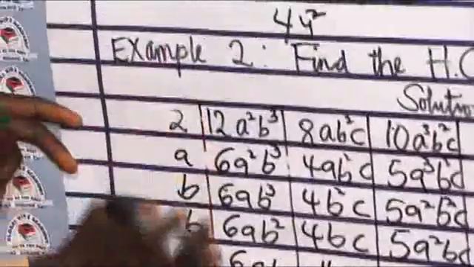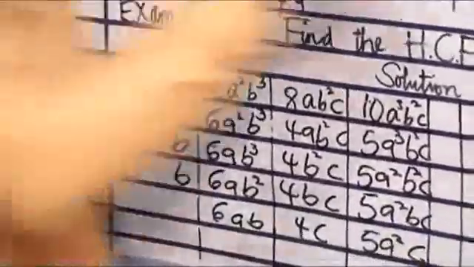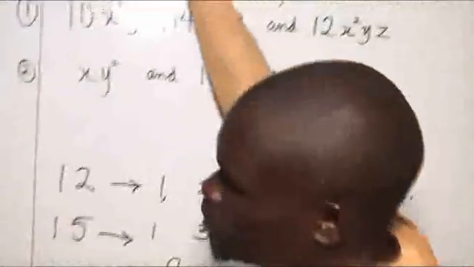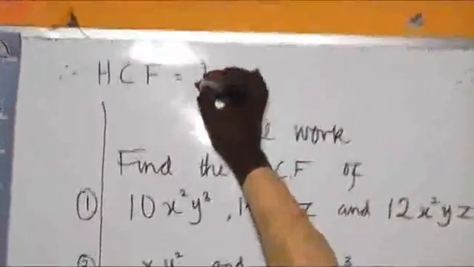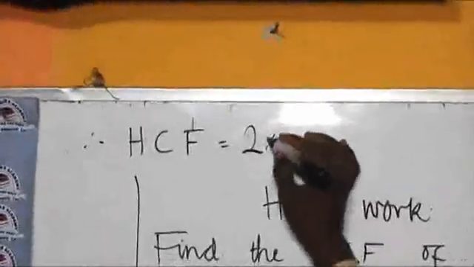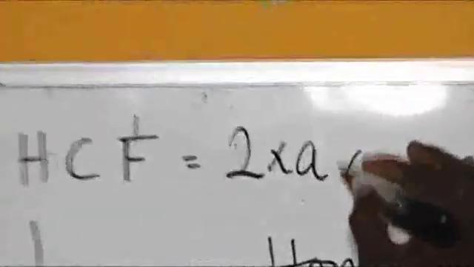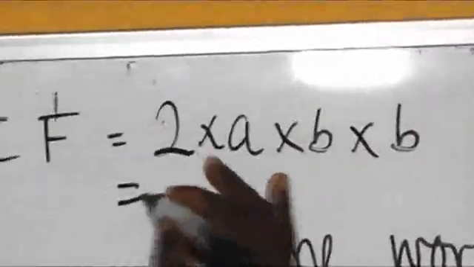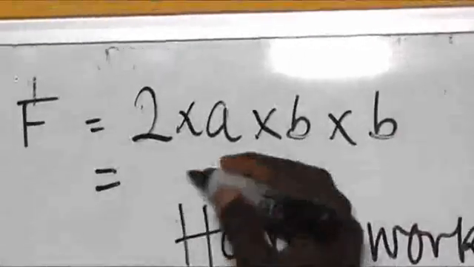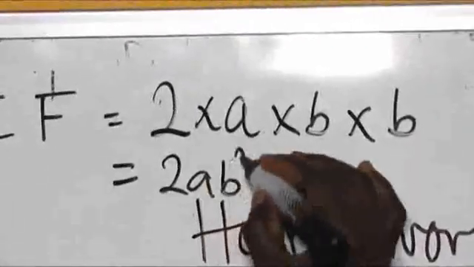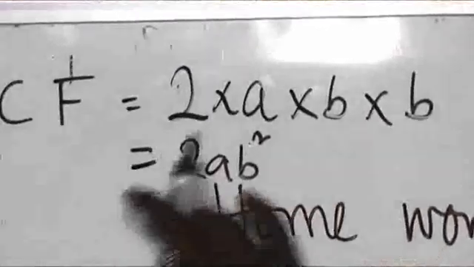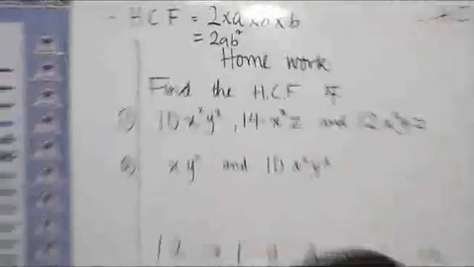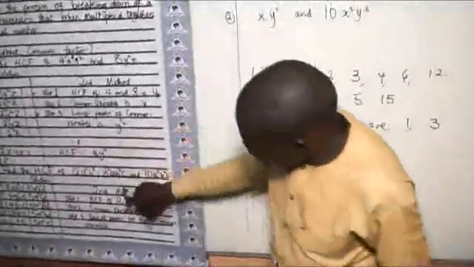Therefore, you just check all what you've written here, pick them one after the other, and come here. Your HCF will be, what do you have there? We have 2, times a, times b, then times b. So you get your answer there. 2 times a, b, b. That should be 2ab squared. It means your HCF is 2ab squared. Since I've already done this one, you can use the other method, this second method, to find the HCF of the same question, which we arrive at the same answer.